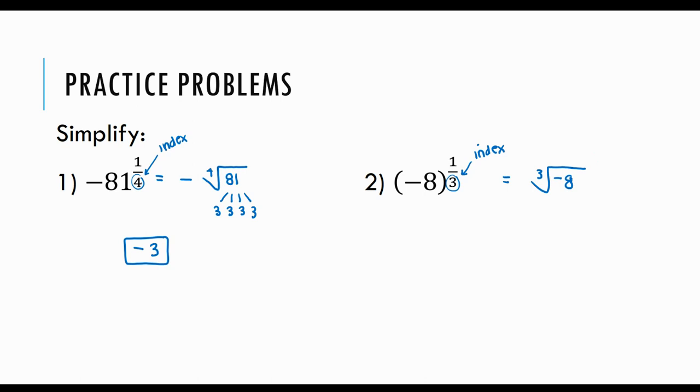So then in this case, because I have an index of 3, I'm looking for 3 of the same number. Because the number underneath is negative, that means that these numbers are going to have to all be negative. And so notice that if I multiplied negative 2 by itself 3 times, that's going to get me negative 8. So that's why my final answer is negative 2.